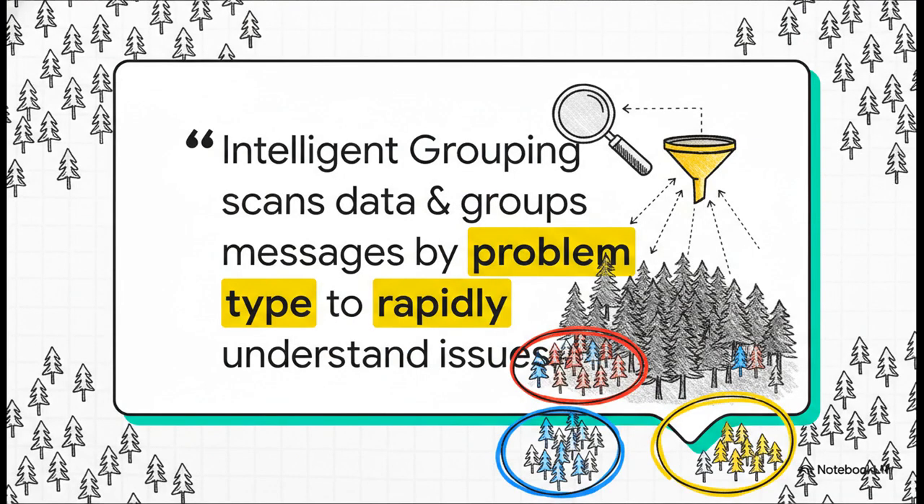And this intelligent grouping feature is a perfect example of how powerful this is. So instead of seeing 1,000 slightly different error messages just flooding your screen, the system is smart enough to group them by problem type. This lets you instantly see the scope of an issue. It's all about seeing the whole forest, not just thousands of individual, angry-looking trees.